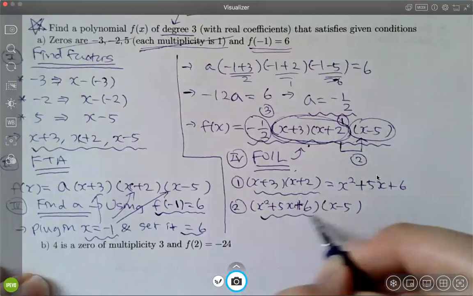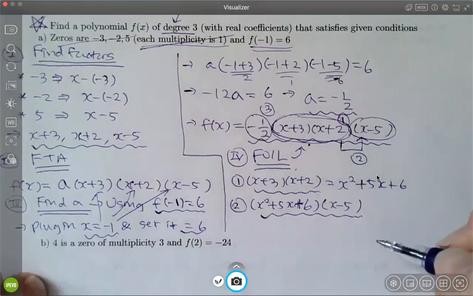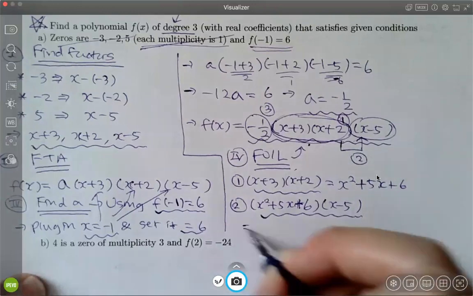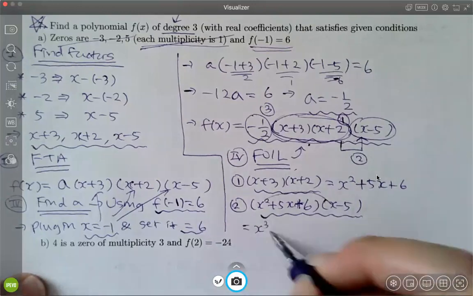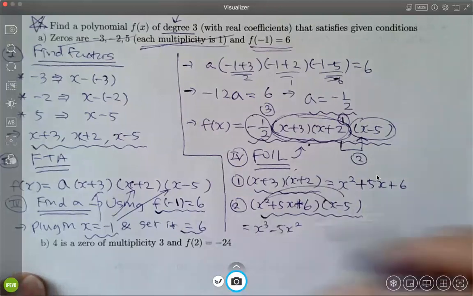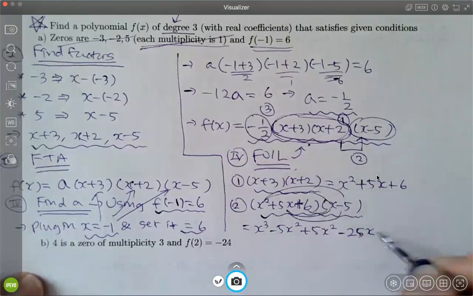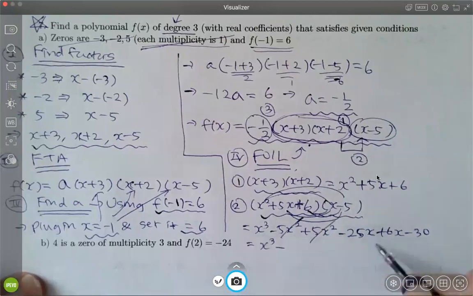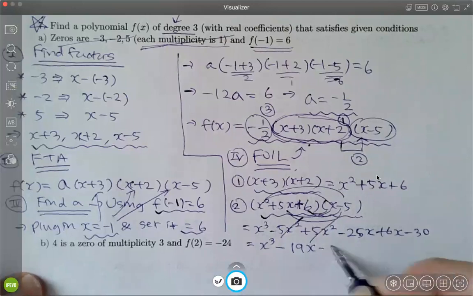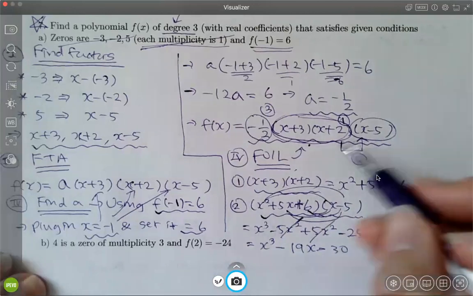Okay, so now foiling of this one is kind of tedious, but it's not too terrible, right? So what is this? X cubed, and then minus 5x squared, right? And then these two plus 5x squared, and then these two minus 25x, and then what is next? This one plus 6x, and then these two minus 30, right? Okay, now combine like terms. So these two cancel, and so you have x cubed minus 19x minus 30, right? Okay, so now we are done with foiling this part.